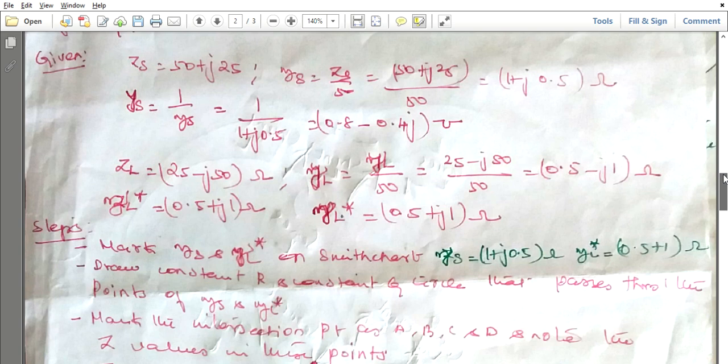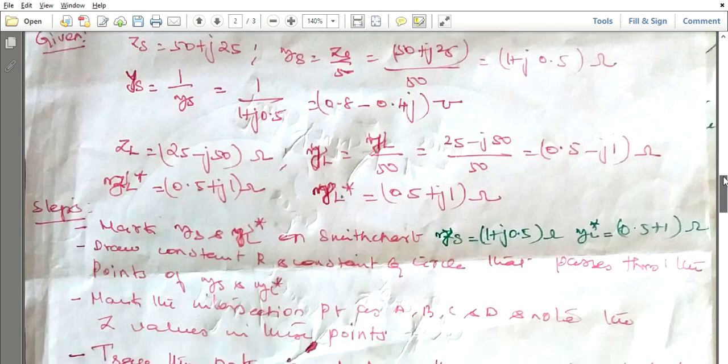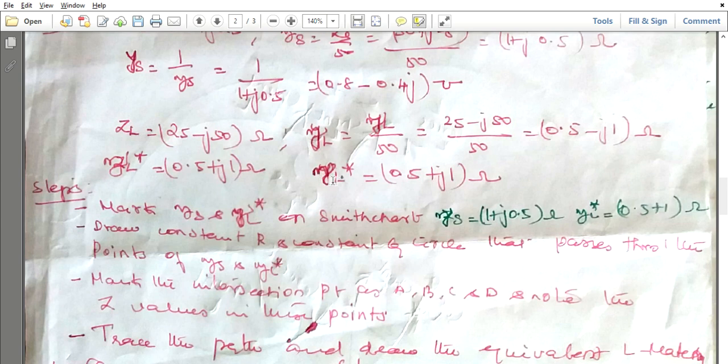After calculating small ZS and small ZL, you have to find ZL star, because we are going to find the matching network. So what is the benefit of the matching network? It will give the maximum power delivery. According to the maximum power transfer theorem, if the source impedance is equal to the complex conjugate of the load impedance, then only you can have the maximum power transfer. So ZS should be equal to ZL star. So that's why we have to calculate ZL star also.